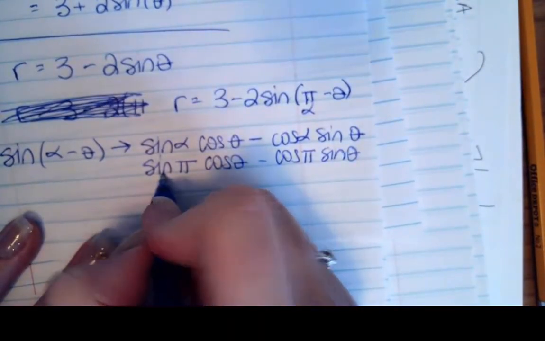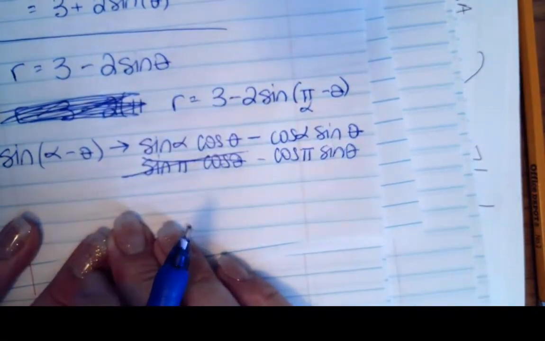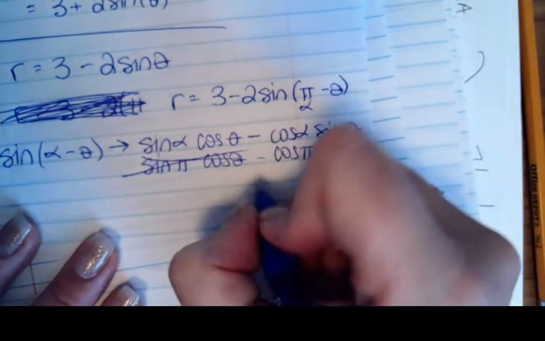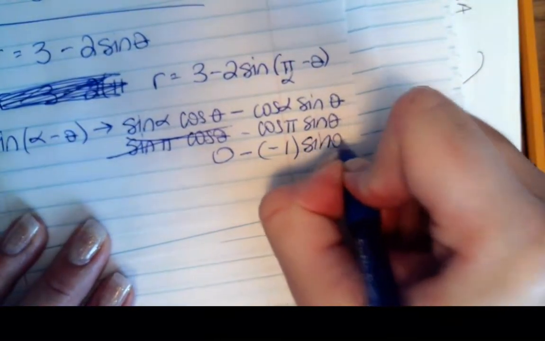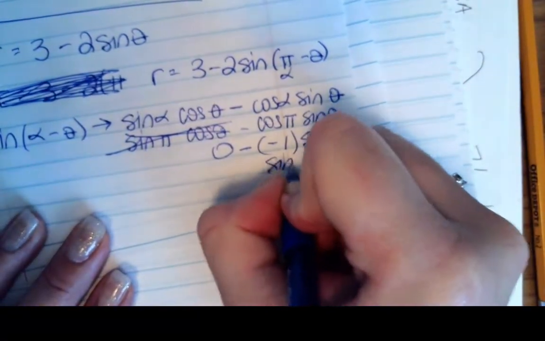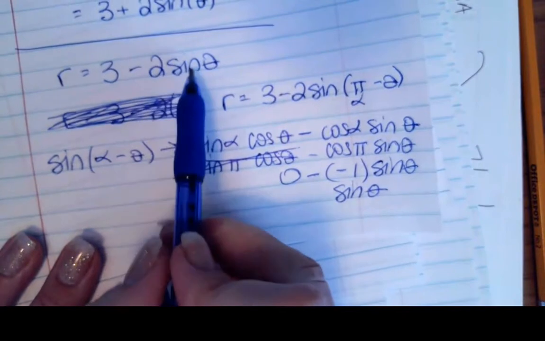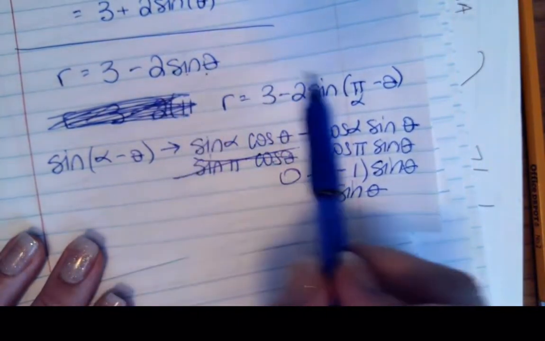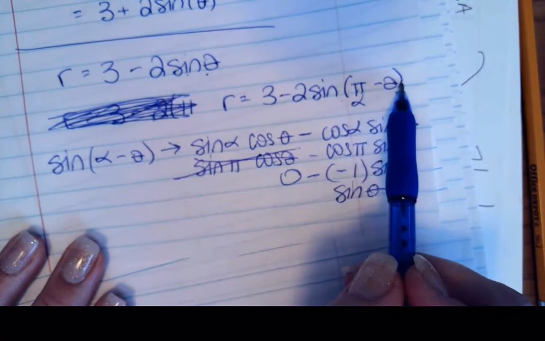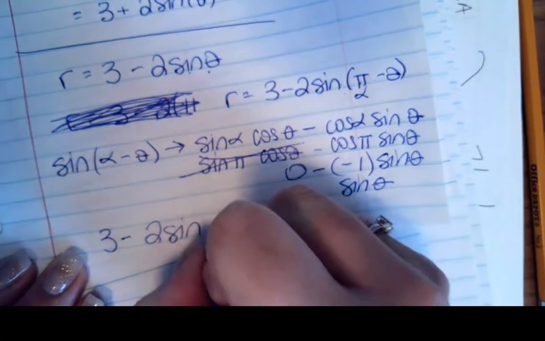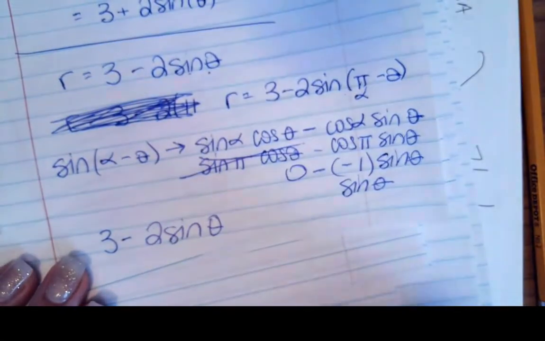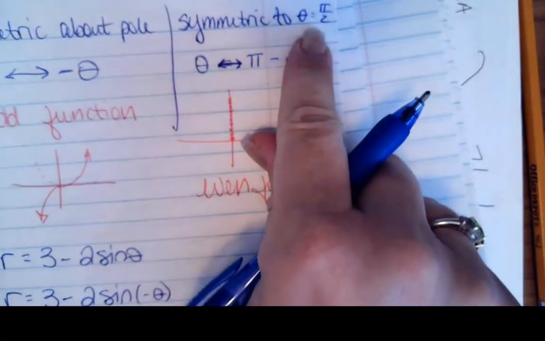Well, sine of pi is 0, so that whole thing zeroes out. This one becomes 0 minus the cosine of pi, which is negative 1. So I have sine theta, which becomes a positive sine theta. So when I swap out sine theta for sine of pi minus theta, I end up with 3 minus 2 times the sine of theta. So I get the exact same thing back, which means this does have symmetry about the line theta equals pi over 2.